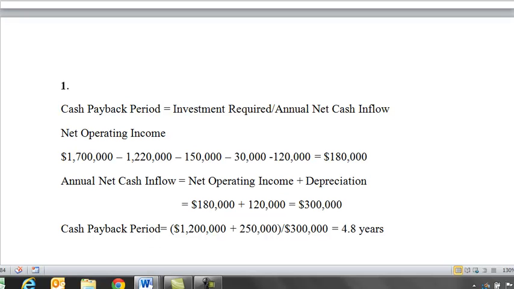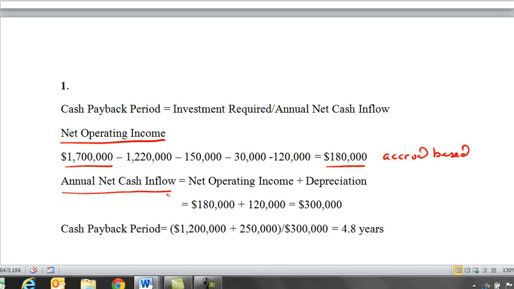The payback period is equal to the investment required divided by the annual net cash inflow. Well, in order to get the annual net cash inflow, we first have to calculate the net operating income. We get that by taking the revenue that we were given, $1,700,000, and subtracting the four expenses. And so that gives us $180,000 net operating income. And remember, this is the accrual-based net income.